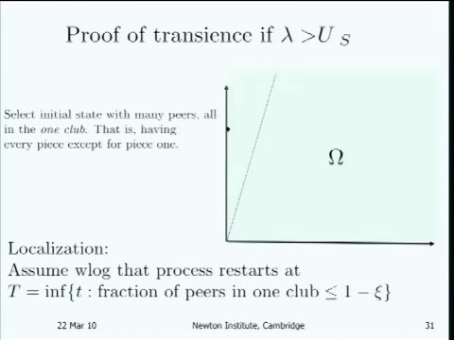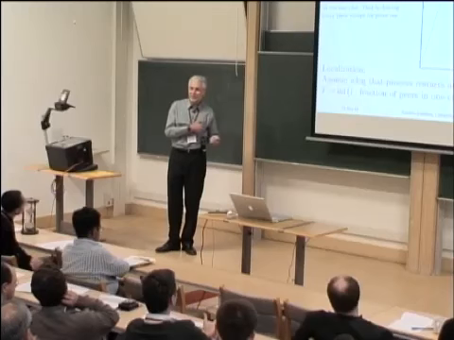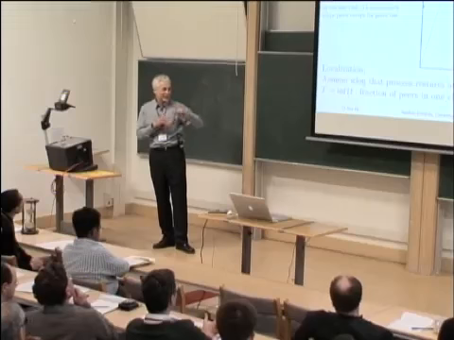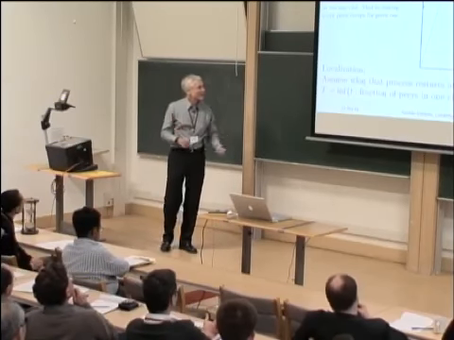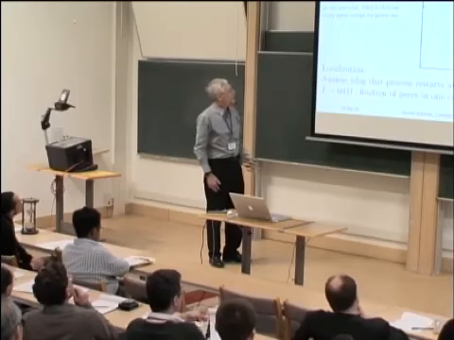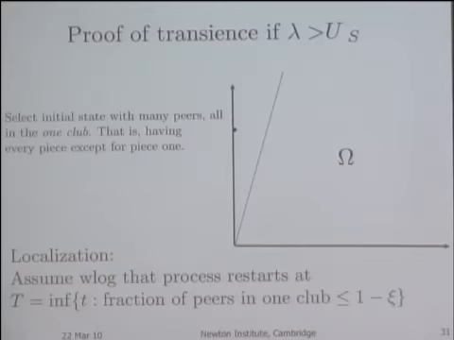So we select an initial state with many peers that are all in the 1 club. 1 club means they have all the pieces except piece number 1. It could have been piece number 4, as I mentioned before, but since we get to choose the initial state, let's just suppose we've got a large number of peers that are all missing piece number 1. That's right here. Then we want to show with positive probability that the system just goes off to infinity. This is assuming that the arrival rate of new peers is larger than the upload rate of the fixed seed. So we start at a point like that, and we just want to show that we go off like that. And we use a localization.